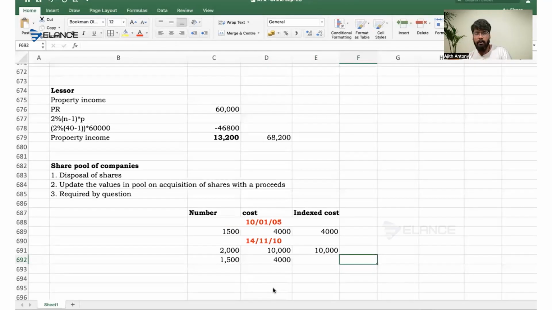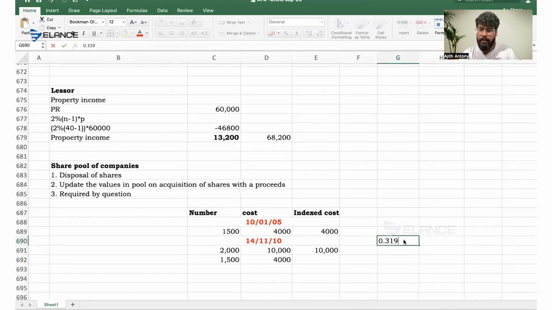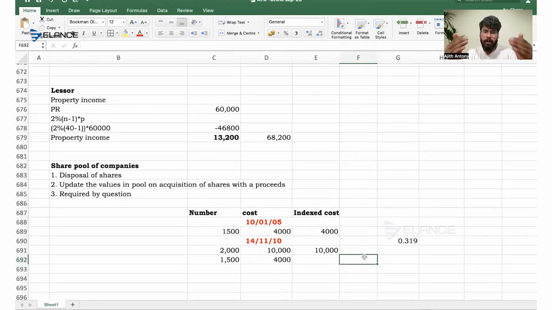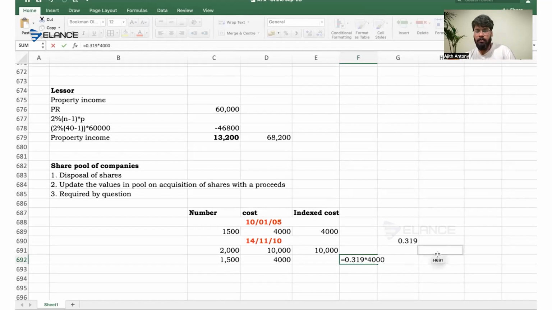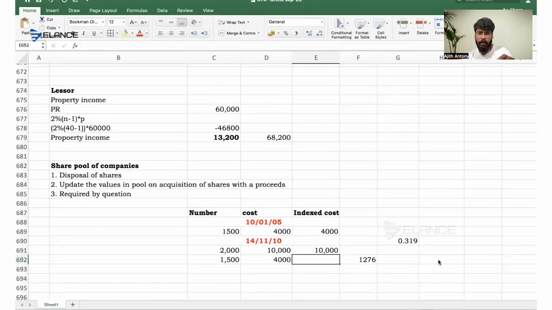അതിന് നമുക്ക് ഇൻഡെക്സേഷൻ ഫാക്ടർ ക്വസ്റ്റ്യനിൽ തരും. ഇൻഡെക്സേഷൻ ഫാക്ടർ വെച്ച് നമുക്ക് എമൗണ്ട് കണ്ടുപിടിക്കാം. ഈ 2 പീരീഡിന്റെ ഇടയ്ക്കുള്ള ഇൻഡെക്സേഷൻ ഫാക്ടർ 0.319 ആണെന്ന് വിചാരിക്കാം, ചുമ്മാ ഒരു അസ്യൂംഡ് എമൗണ്ട് ആണ്. ഇത്രയും കാലം കൊണ്ട് 4,000 എത്ര ഇൻക്രിമെന്റ് വന്നു എന്നറിയാൻ ഞാൻ 0.319 ഇൻറ്റു 4,000 ചെയ്യും. 2005 മുതൽ 2010 ആയപ്പോഴേക്കും ഈ 4,000ത്തിന് വന്ന ഇൻക്രിമെന്റ് 1276 ആയിരിക്കും.